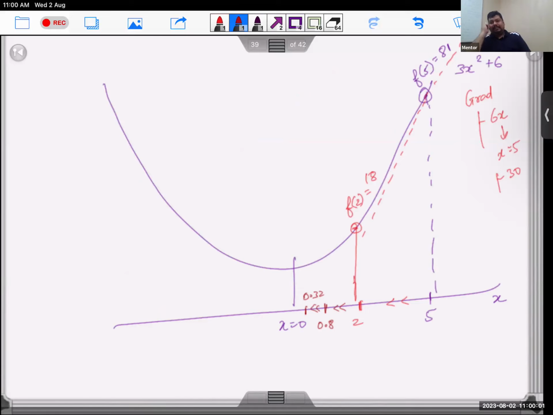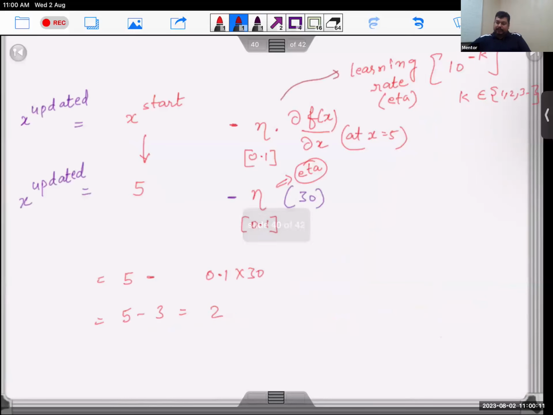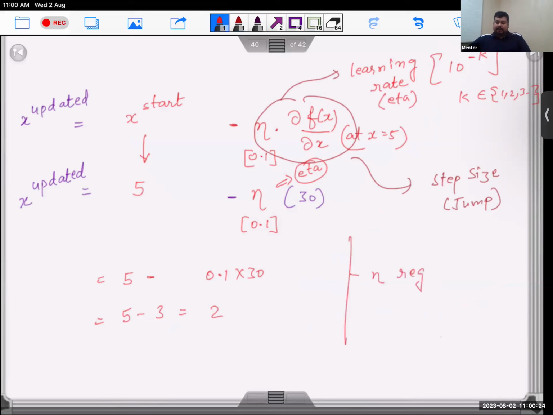But what is happening at every step? Is my step size reducing or increasing? Reducing, right? This is the step that you take. So this component that you see is also called the step size, the jump that you are taking. So if eta is big, can I say eta regulates the jump? Yes. The learning rate regulates the step size. It controls how much the jump is.